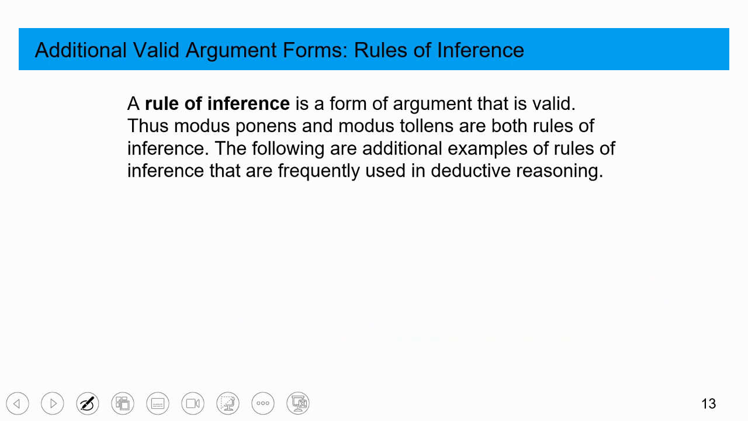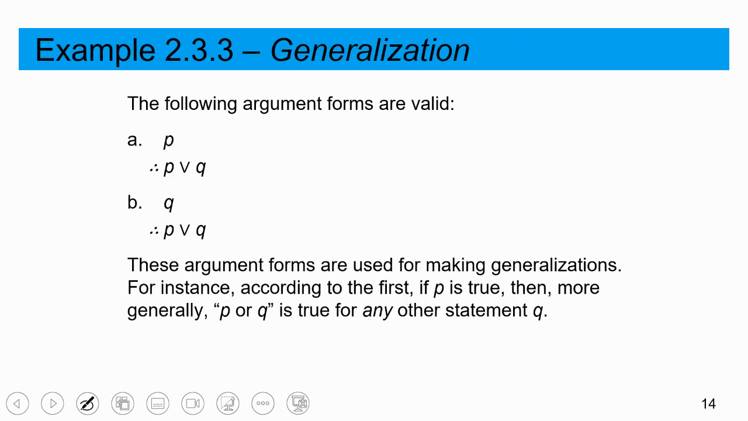All right, let's talk about a rule of inference. It's a form of argument that is valid. Thus, modus ponens and modus tollens are both rules of inference. We have some additional examples of rules of inference that are frequently used in deductive reasoning or logic. So here are some forms that are valid. So let's say we know P is true. Then we can conclude that P or Q is true.